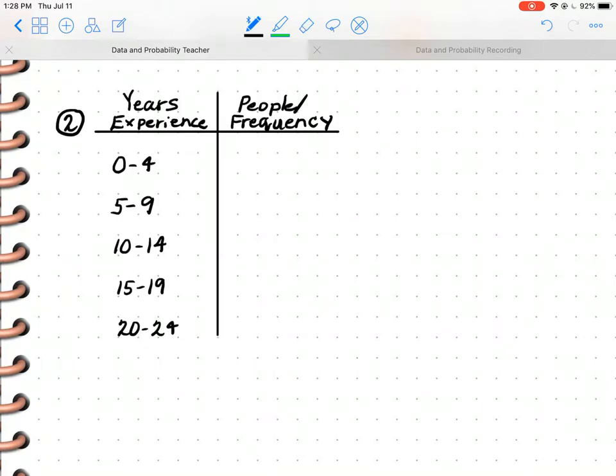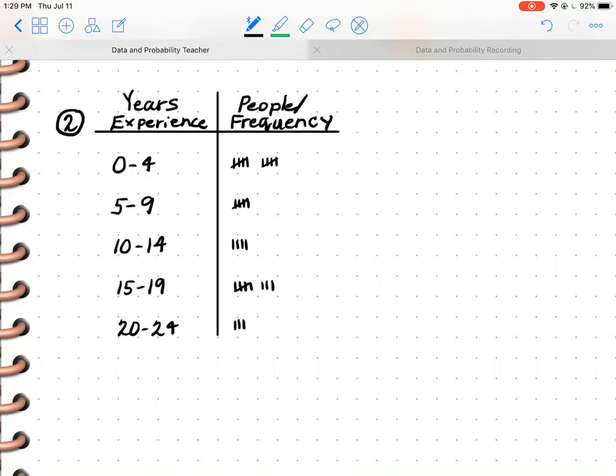So in the 0 to 4 category, the bar goes all the way up to 10. So there's 5, 6, 7, 8, 9, 10. The 5 to 9 interval has 5 people. The 10 to 14 interval has 4 people. The 15 to 19 interval has 8 people. And the 20 to 24 has 3.